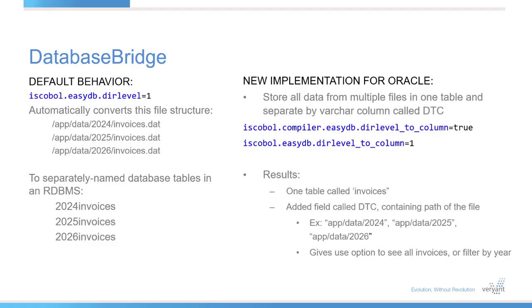In this version, we've added a different way of implementing this for Oracle. It stores all of the data from multiple files in the same table, and it separates them by creating a new column called DTC, which means dir level to column. With this option, you can query all the records together, or you can filter by the DTC column to separate them by the year.